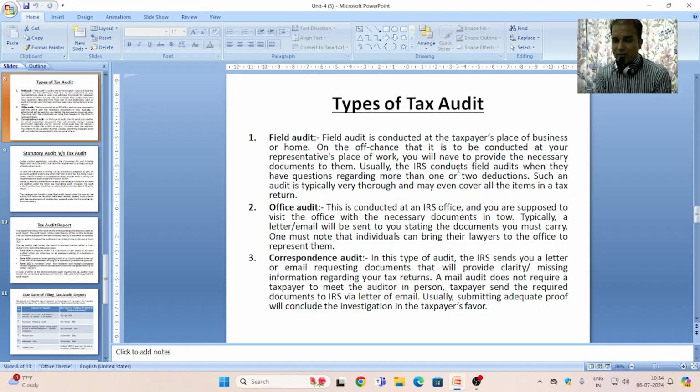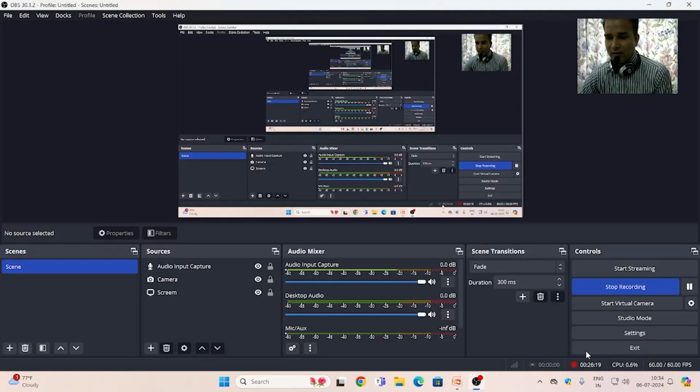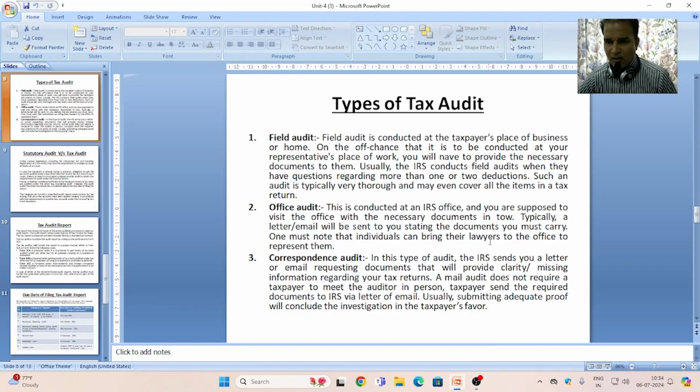So, field audit is just an audit that is done by the IRS, Internal Revenue Service, at the place of the SSC, at the business place of the SSC. And the IRS can demand various types of proofs, statements or evidence concerning what is required by the audit.